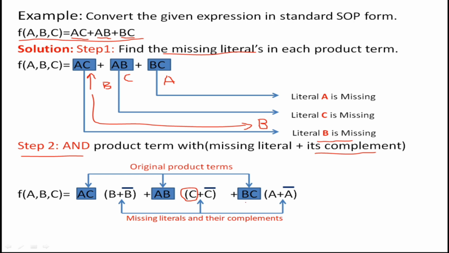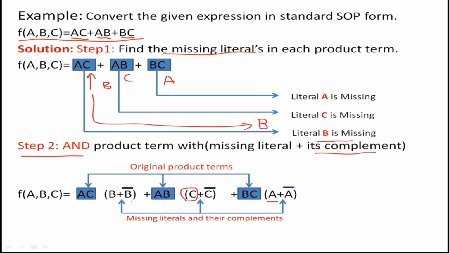In the third product term BC, the literal A is missing out, so we are using A plus A bar. So A plus A bar is the complement of that. So this is the second step. So kindly understand, first identify the missing literals in the given product term, and then AND the product term with the missing literal plus its complement.